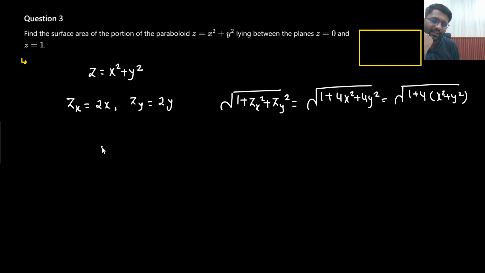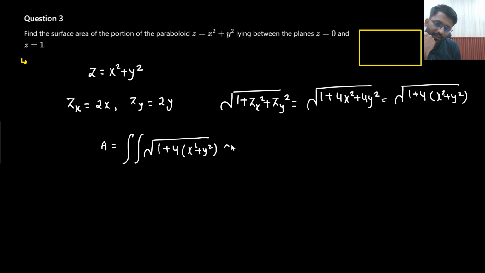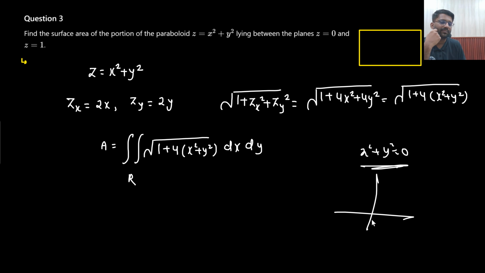So now my surface area would be nothing but the integral of under root 1 plus 4 times x square plus y square dx dy over region R. Now what will be the region R? Can I simply put z equals to 0? So the region R would be x square plus y square equals to 0. This is nothing. This is simply a point.